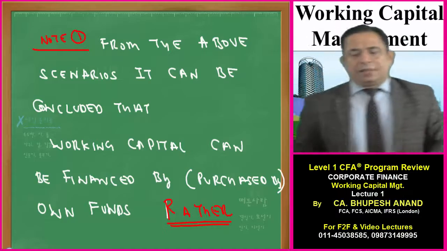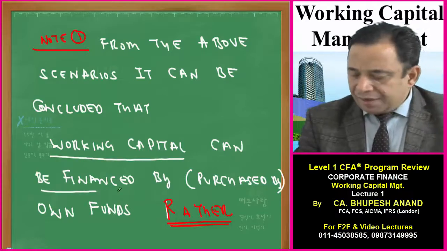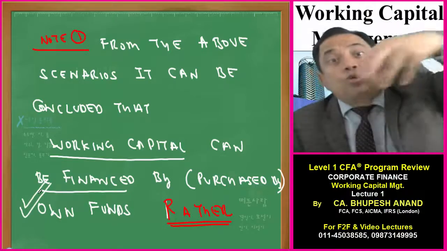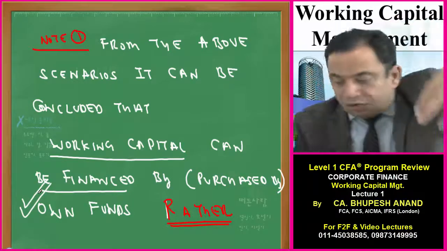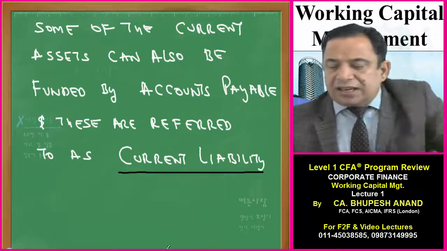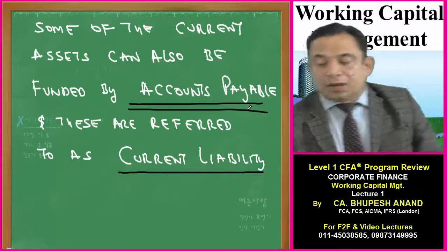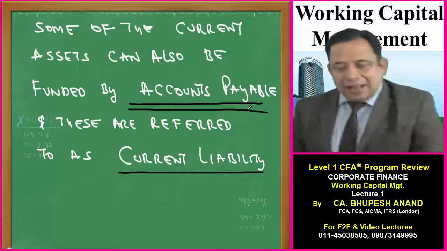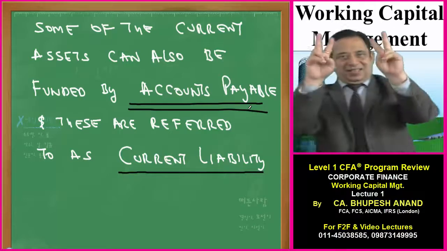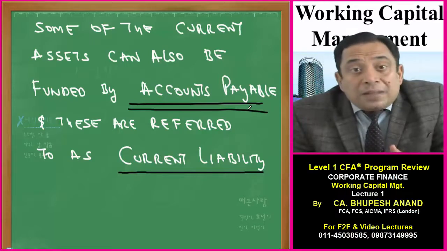From the above scenarios, it can be concluded that working capital can be financed or purchased either by own funds, or rather, some of the current assets can also be funded by accounts payable, and these are named as current liabilities. So current assets, current liabilities. Accounts payable is a part of current liability.